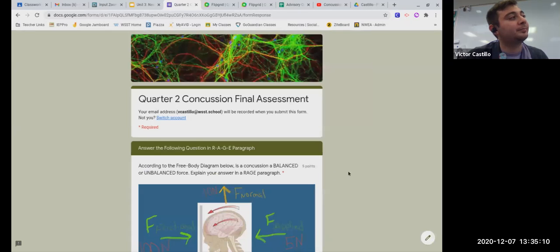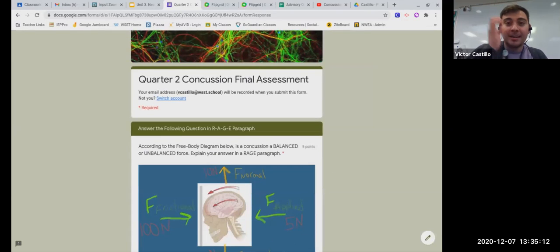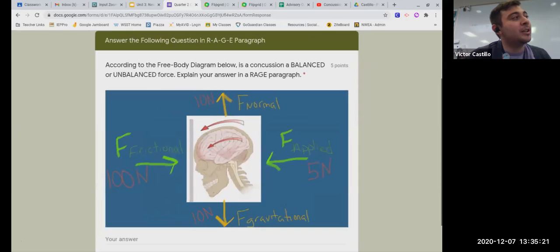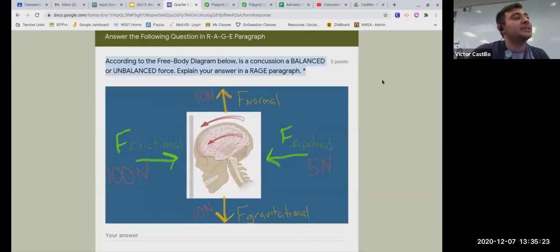Right here. Okay. Now the next big section is a RACE paragraph. I want you to answer this question in the RACE paragraph. The question is, according to the free body diagram below, is a concussion a balanced or unbalanced force? Explain your answer in the RACE paragraph.